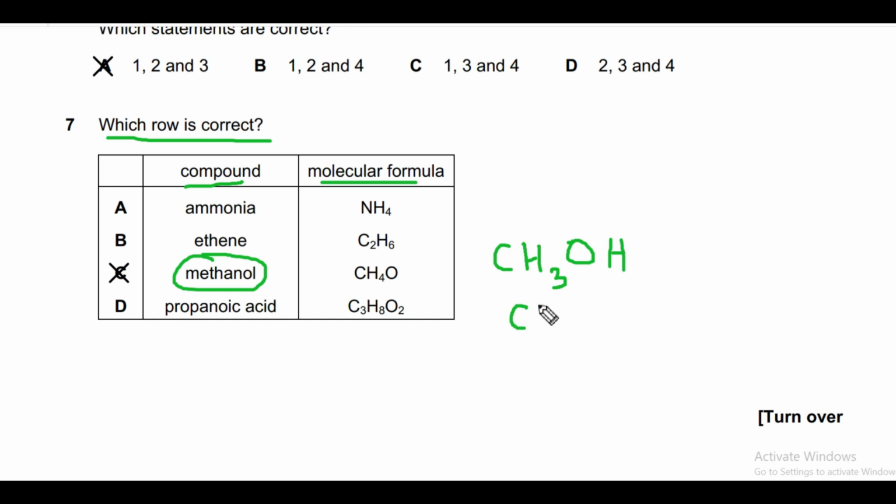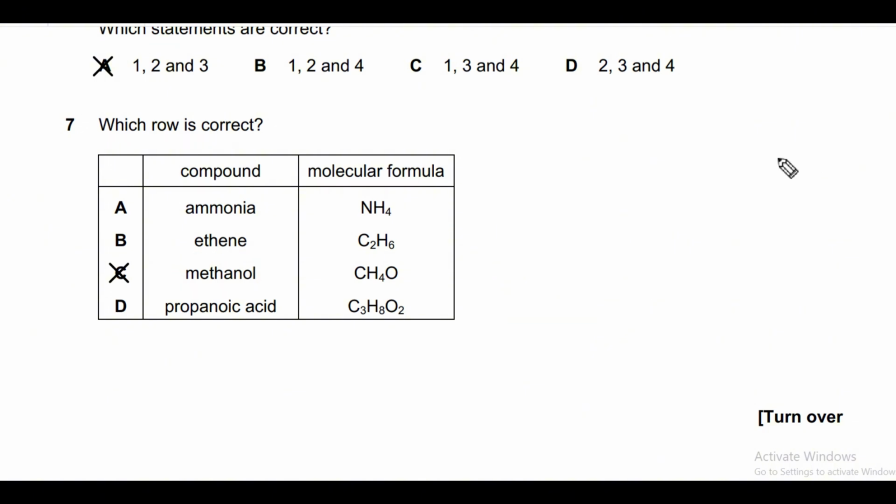Molecular formula will be 1 carbon, 4 hydrogen, CH4O, and this is a compound because methanol has 1 carbon, 4 hydrogen and 1 oxygen chemically combined. And this is wrong. Ammonia is a compound but the molecular formula is wrong. Ethene is a compound, but the molecular formula is wrong. This will be C2H4. So C is the right answer.